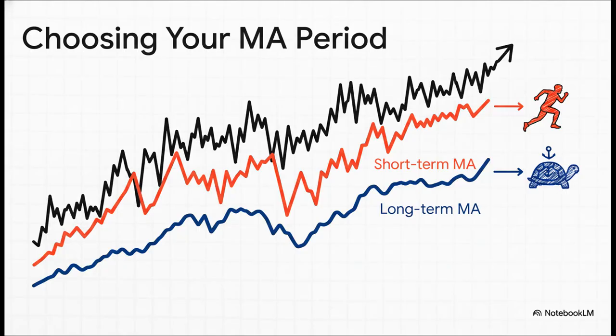Now, this is important. The period you choose for your MA, like how many days it looks back, is tied directly to your trading style. So if you're a scalper who's in and out of trades super fast, you'd use a short-term MA, maybe a 5 or 10-day. But if you're a long-term investor, you'd want something like a 100 or even a 200-day MA to really focus on those big overarching trends.